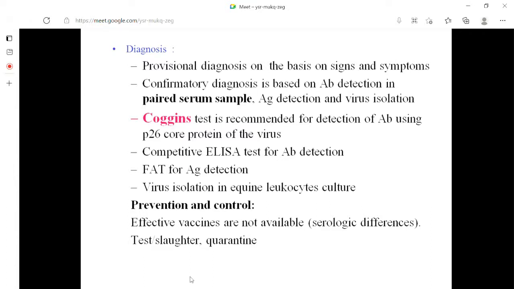So in India, after its first outbreak, the numbers have substantially come down to a very low percentage by adopting this test and slaughter policy against this equine infectious anemia virus.